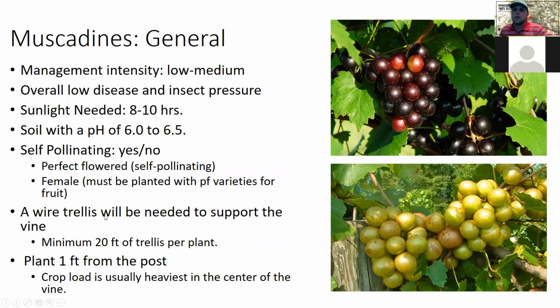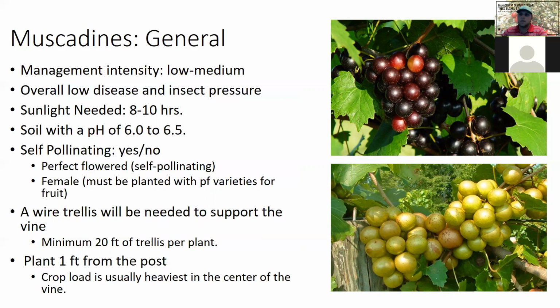A wire trellis will definitely need to be erected to support the vine. I say a minimum of 20 feet of trellis per plant, which gives it plenty of room to run. I like to recommend planting by the post, about a foot away from the post, and then running the trellis this way and that way, and allowing the vine to run both ways.